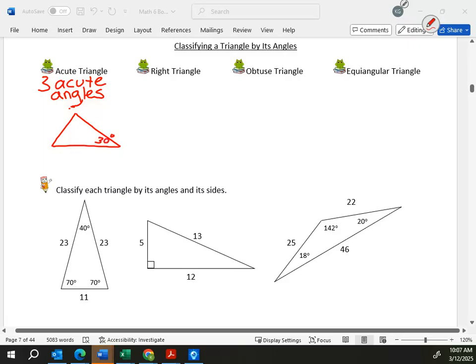If I put 30 degrees here, now I'm thinking about that 180 is our magic number, and they all have to be acute. What do you think I could put in there? If I do 60 degrees here, what does this angle measurement have to be? 90. Is 90 an acute angle? No. It's not. 90 is a right angle. Okay, so I can't do 60 there.